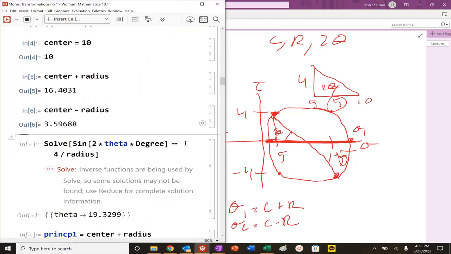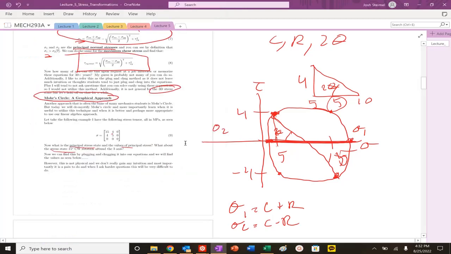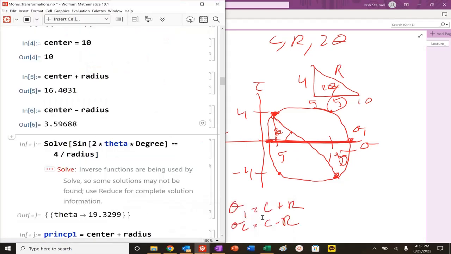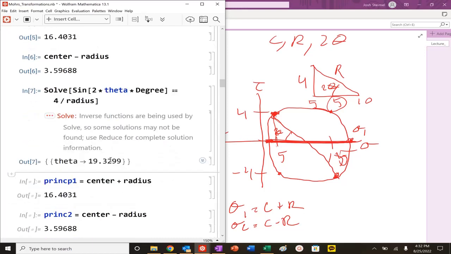So I can do, and actually we know that this is also the radius here, so I can solve that as well. So I can solve for 2 theta. So sine of 2 theta is equal to opposite over hypotenuse, 4 over radius. Hopefully I still got that. And this is my angle, 19.3 degrees. That's what I have to do.